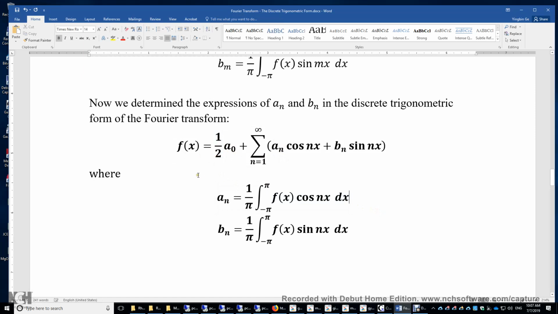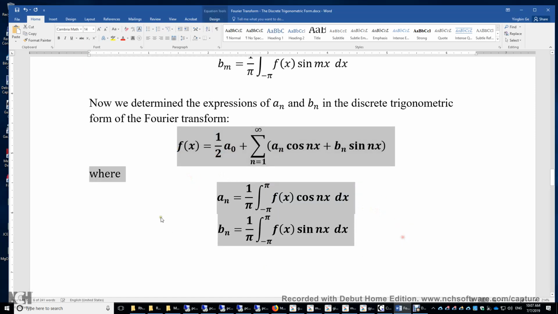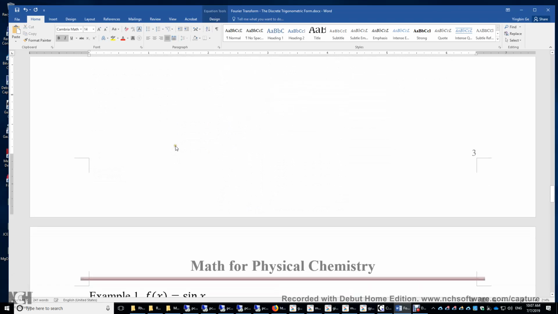Now we will verify this infinite series by using 3 different examples. We'll use sine x, cosine 2x, and x as the expression of f(x), and see if we can obtain this a sub n and b sub n, and then if we can verify the left-hand side equals the right-hand side. Now let's look at the first example.